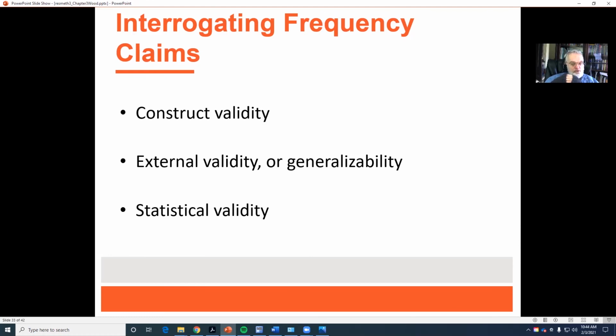And finally, statistical validity. And here the book talks about the fact that, yes, you can calculate a proportion for a frequency claim, and you can calculate a standard error, and that will give you some bracketed idea of what a likely range of values are. As I mentioned before, frequency claims, though, are also subject to an outlier effect.